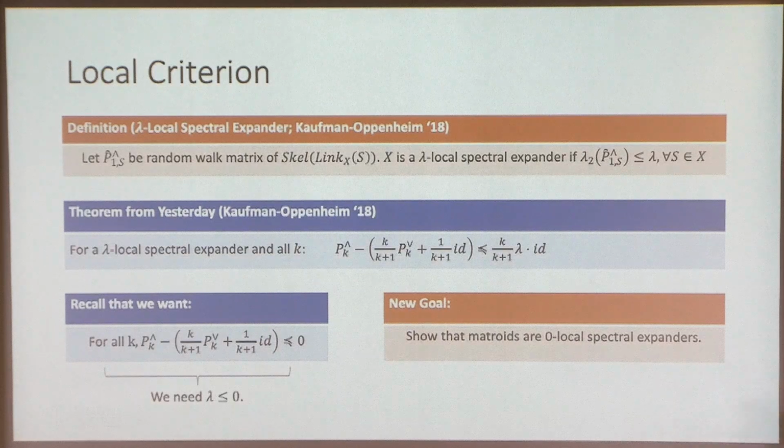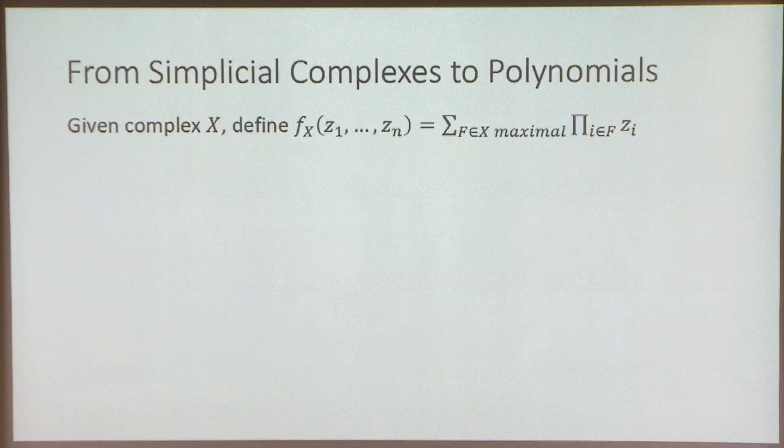So to prove this, we'll now introduce polynomials into the picture, and we'll see how properties of polynomials translate to local properties of our simplicial complex. So let's fill out this mapping. Let's first see how, if you get a simplicial complex, you can go to a polynomial. If you have a simplicial complex, I'll define a generating polynomial for its maximal faces by taking a variable for each element of your ground set, and then you sum over all maximal faces of your simplicial complex, and you take the product of the variables corresponding to elements in those faces.